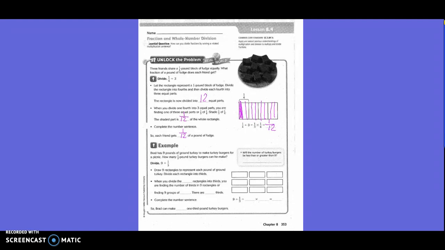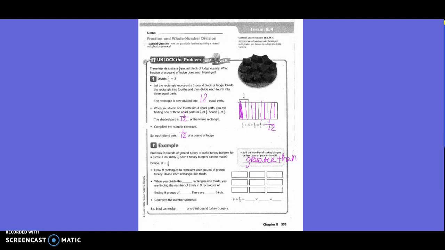Example: Brad has 9 pounds of ground turkey to make turkey burgers for a picnic. How many 1/3 pound turkey burgers can he make? So will the number of turkey burgers be less than or greater than 9? Greater than. Divide 9 divided by 1/3. Draw 9 rectangles to represent each pound of ground turkey. Divide each rectangle into thirds.